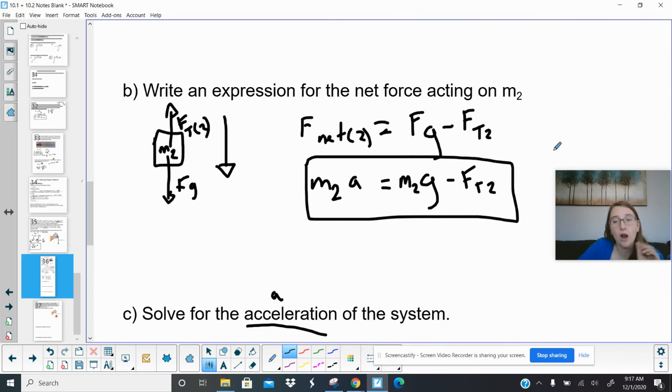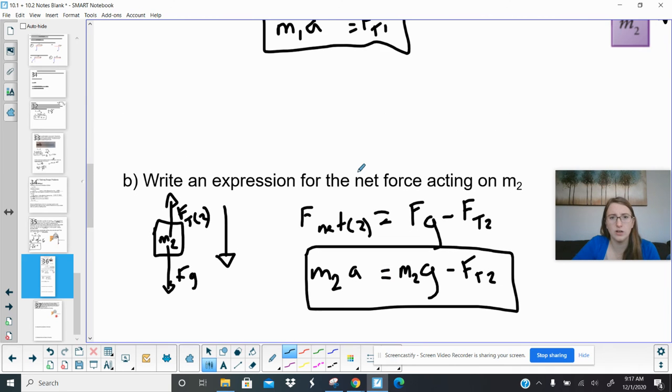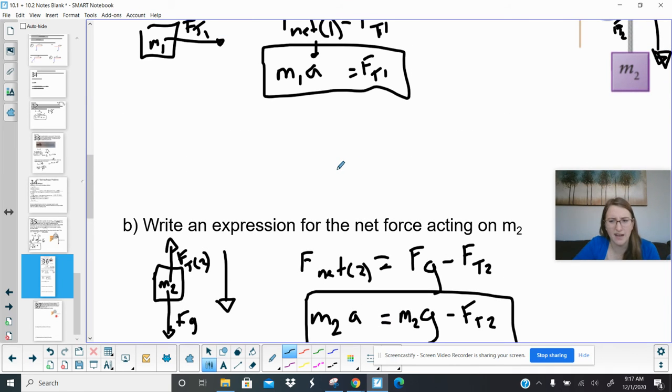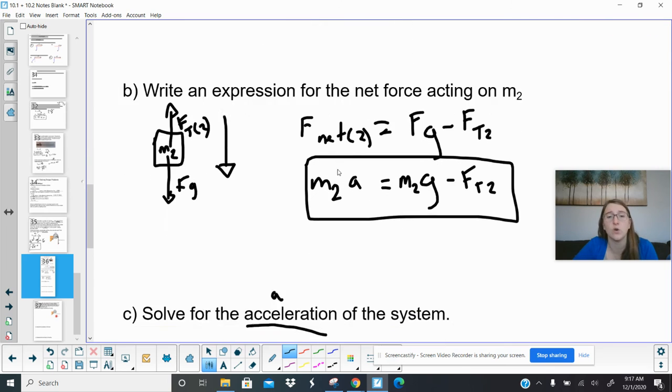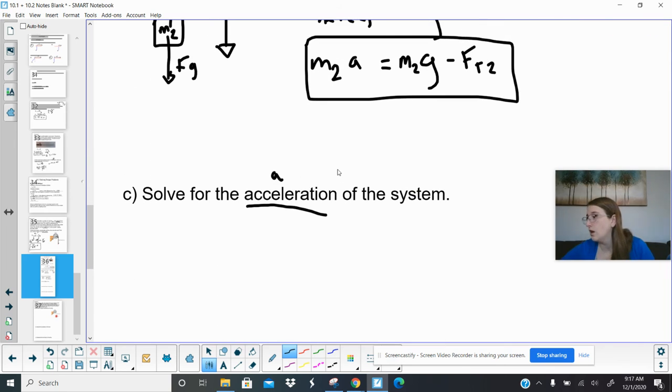Now, again, we are solving for A, but we do not have numbers, right? We just have variables. So our answer is going to be an equation. So coming from here, we're solving for the acceleration of the system.